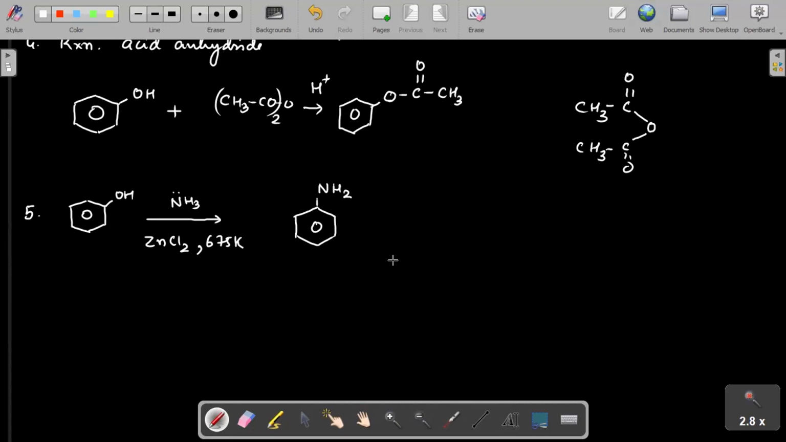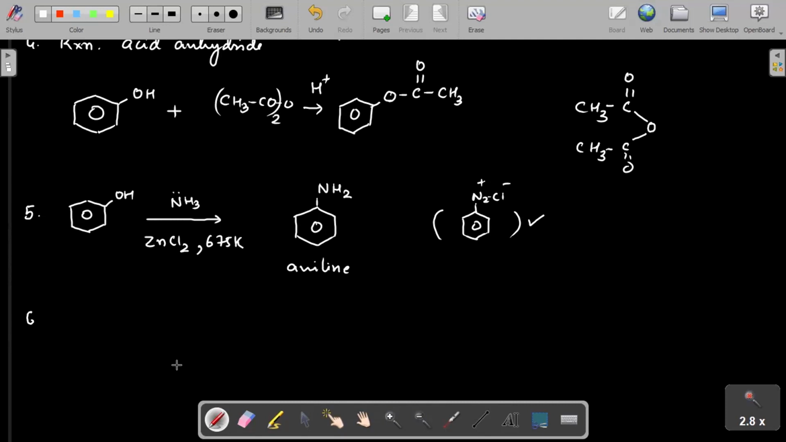Aniline is a raw material for making benzene diazonium salt, which is a very important intermediate compound for making many different types of aromatic compounds. Remember, in the first chapter, that is alkyl halide, we studied how to prepare benzene diazonium salt, and for that the raw material was aniline. So we have to remember how phenol gets converted into aniline. Now we can see the reaction.